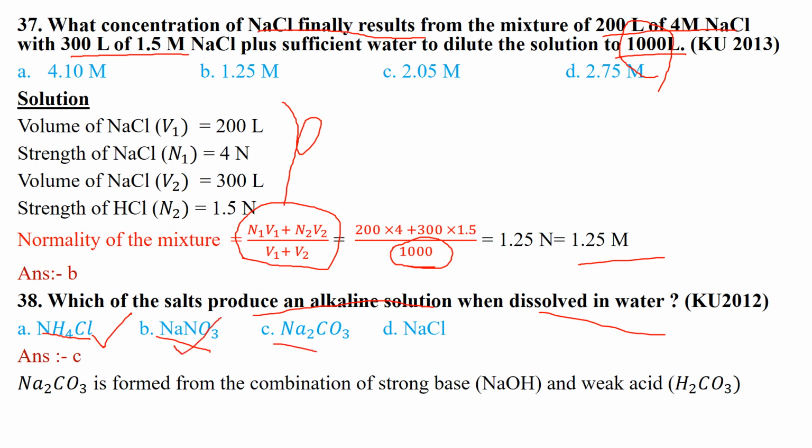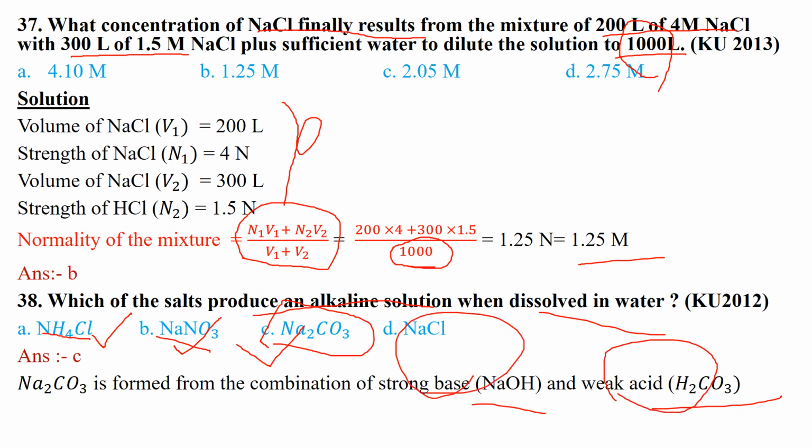In case of sodium bicarbonate, it is formed from the combination of sodium hydroxide and carbonic acid. Sodium hydroxide is a strong base, however carbonic acid is a weak acid. So the answer will be C, because the solutions of salts formed by the combination of strong acid and weak base will be acidic, and strong base and weak acid will be basic in nature. We have to just focus on the strong. Whichever one is strong, the solution will be of that type.